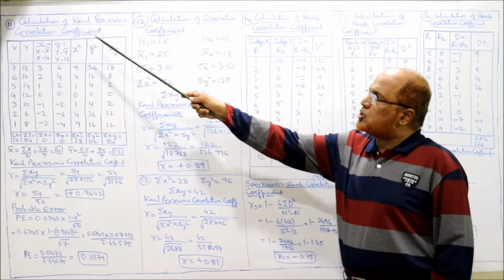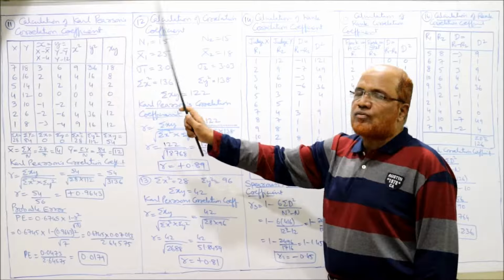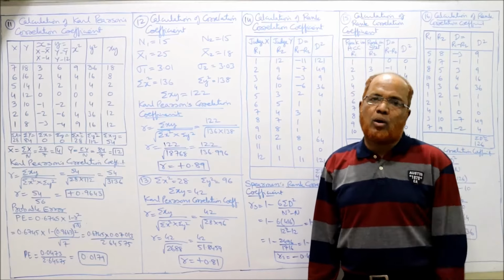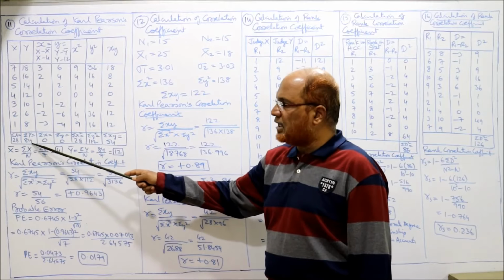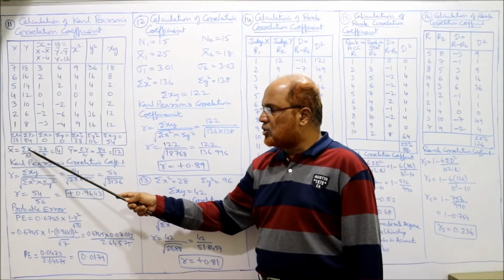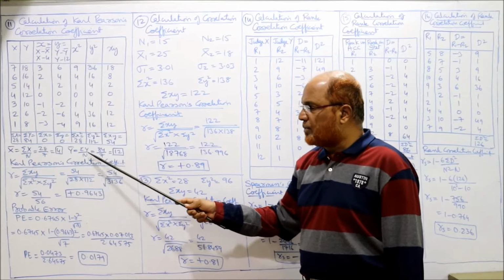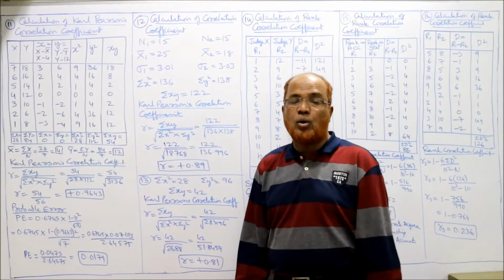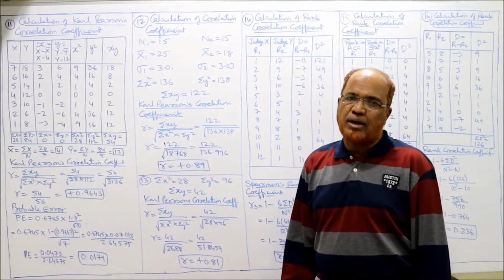Calculation of Karl Pearson's correlation coefficient. X values are 7, 6, 5, 4, 3, 2, 1, and the Y values are given. First of all, before finding the deviations, you have to see whether the actual mean is a whole number or a fraction. What is the total of X here? 28. Total of Y? 84. Before making all these columns, we calculate the mean. X bar is equal to summation X by n, 28 by 7, you will get 4, a whole number. And Y bar is equal to summation Y by n, 84 divided by 7, 12. So we got both the means as whole numbers, so we can take the deviations from the actual mean.